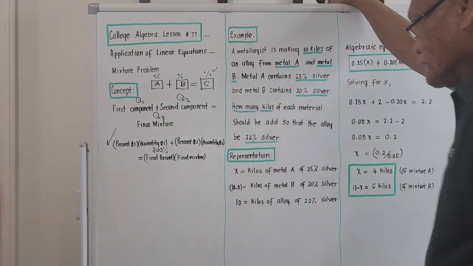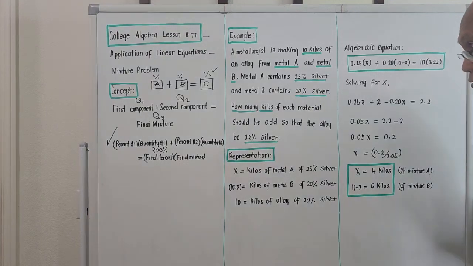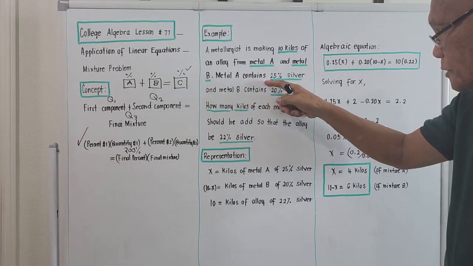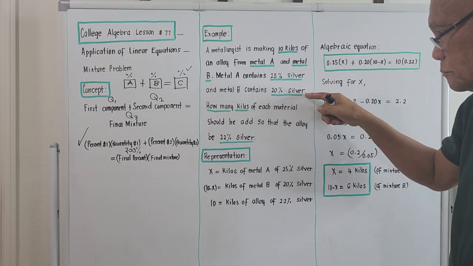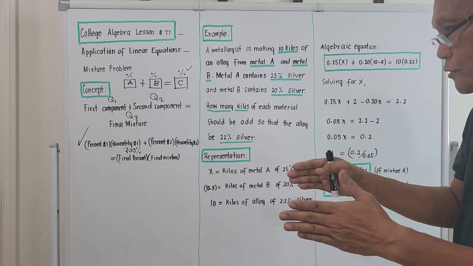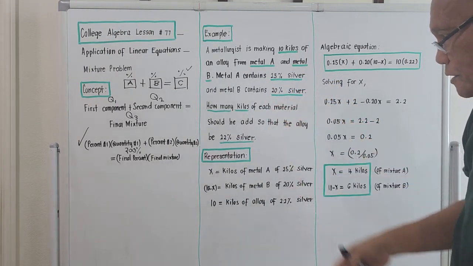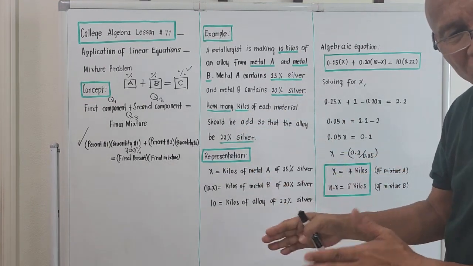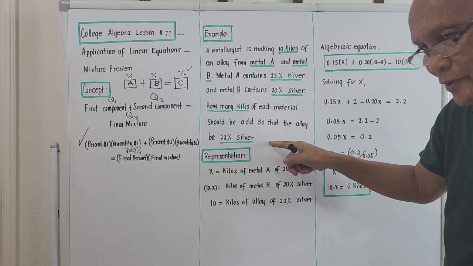A metallurgist is making 10 kilos of an alloy from metal A, am I still on camera? And metal B. Metal A contains 25% silver, and metal B contains 20% silver. The metals are different, but the specifications on the percentage of silver are given, 25% silver and 20% silver. The problem is asking, how many kilos of each material should be added? Should he add or should he mix? So that the alloy will be 22% silver.